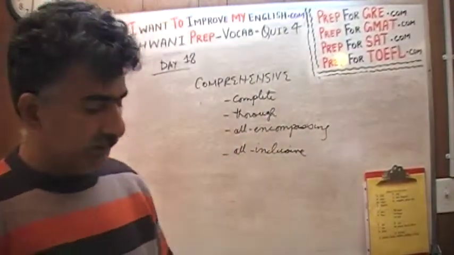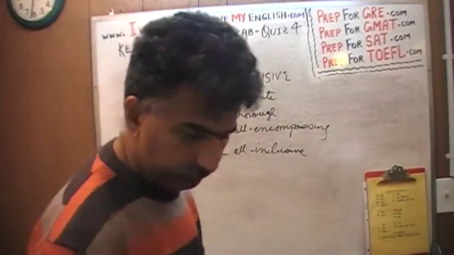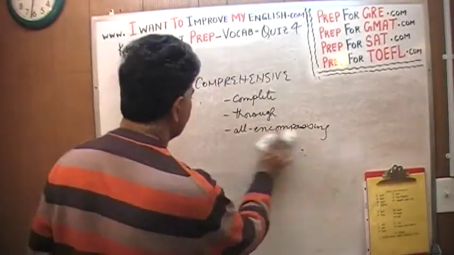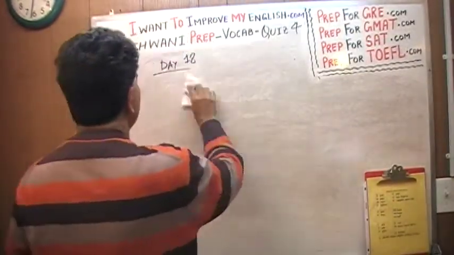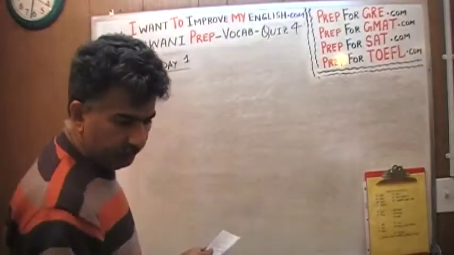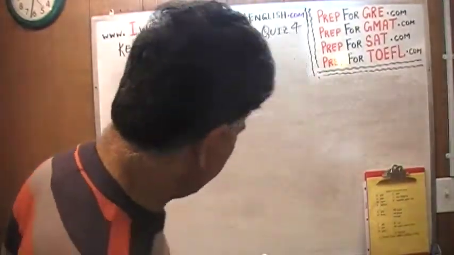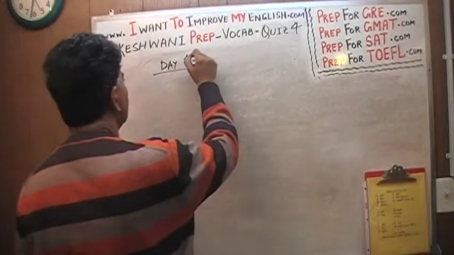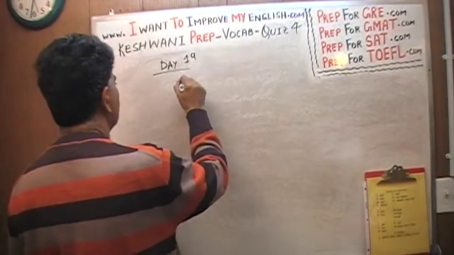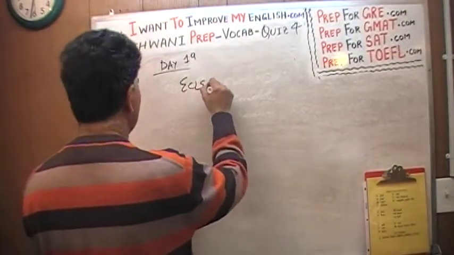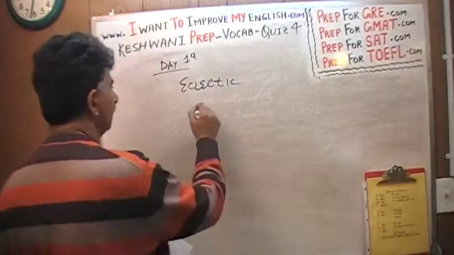Let's move on to day number 19 then. The very first word that we learned on day 19 was eclectic. What does it mean?